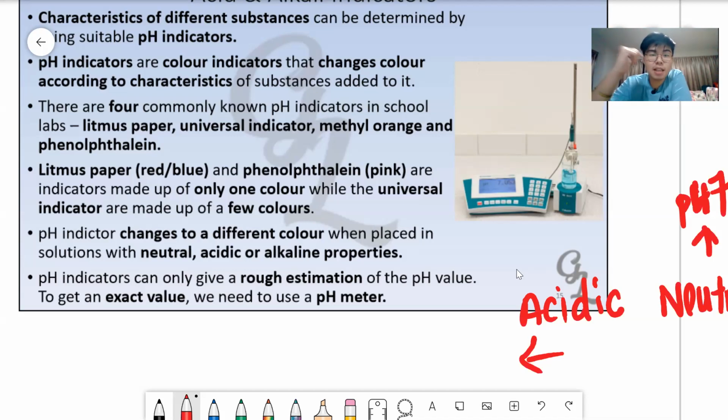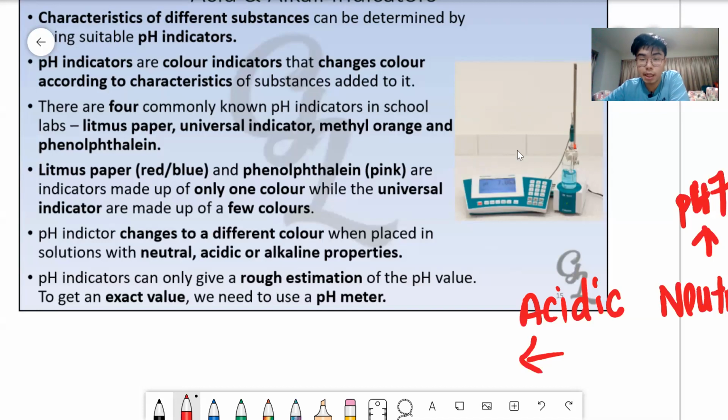But pH 6, pH 8, it also changed red to blue. pH 13, also red to blue. But by the time you drink pH 13, you die already. Okay? That is why it can only give you a rough estimation. For you to get a very exact value, what you must use? You must use a pH meter, which will be the diagram on the right.